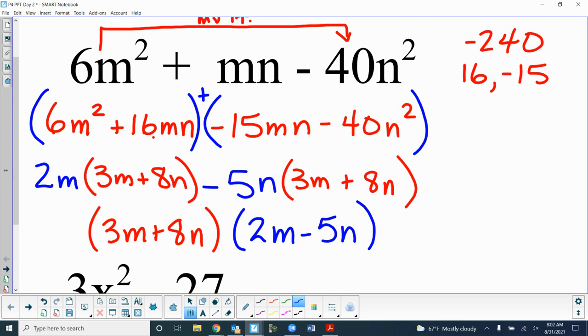If I FOIL those, first, that times that is 6m squared. Outside is negative 15mn. Inside is positive 16mn. That gives me the 1, right? And then the last, 8 times negative 5 is negative 40, n times n is n squared. Okay? So that's kind of a tough one. But if you're understanding that, you're doing good.